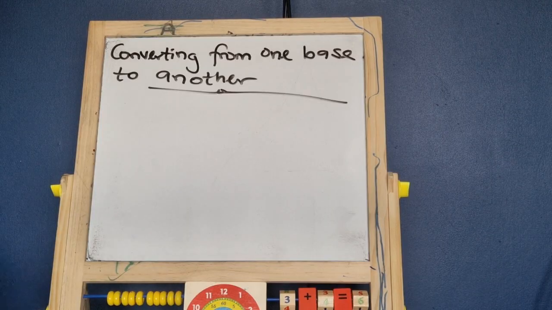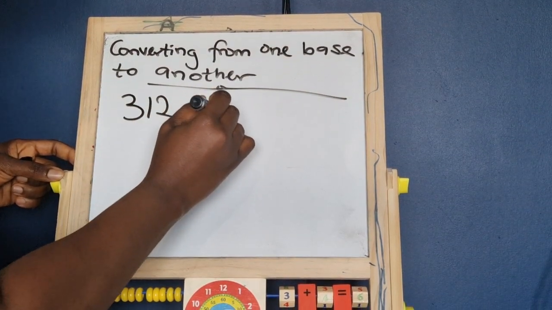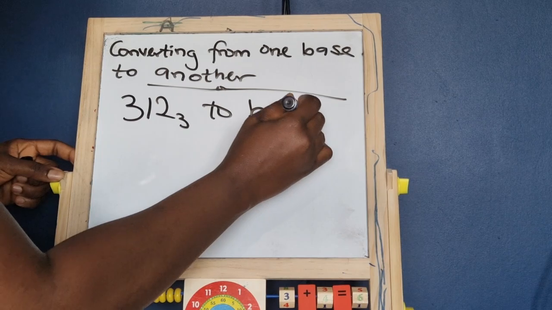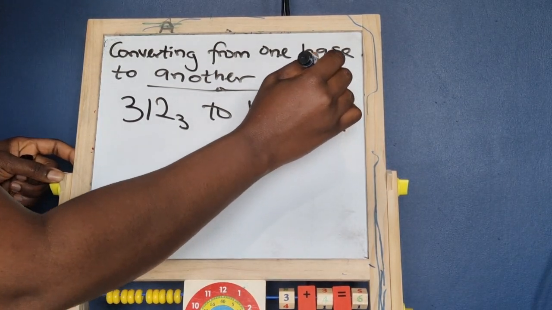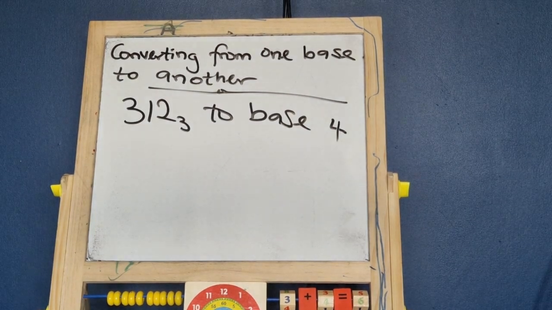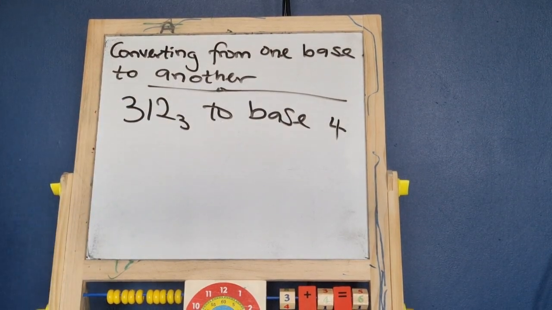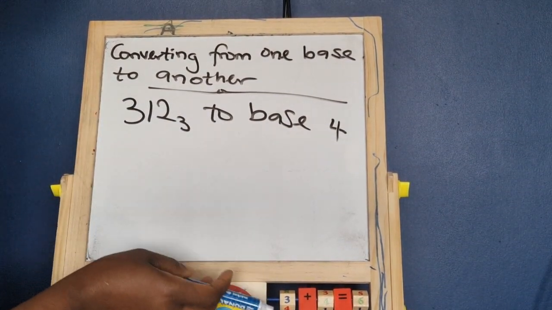For example, we want to convert 312 base 3 to base 4. So the first thing we will do is convert 312 base 3 to base 10. We will then convert from base 10 to base 4. So let's go. To convert this to base 10, don't forget we'll be using powers.